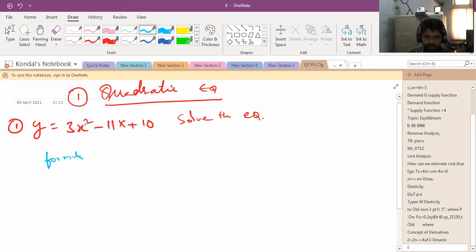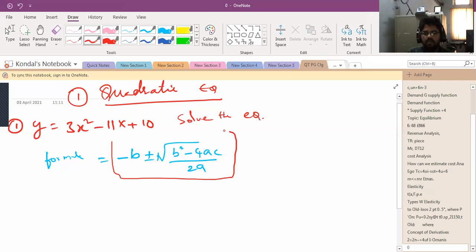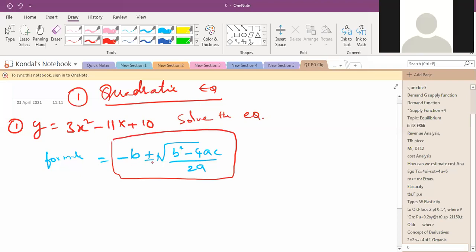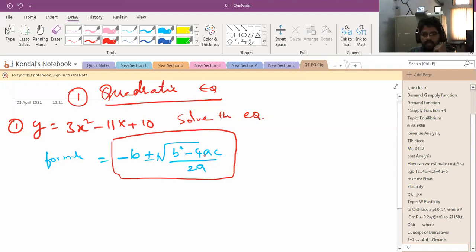When we have the quadratic equation, the formula is called the quadratic formula. The formula is minus b plus or minus under root b square minus 4ac, divided by 2a. So this is a formula you can remember: minus b plus or minus under root b square minus 4ac, 4 into a into c, by 2a.